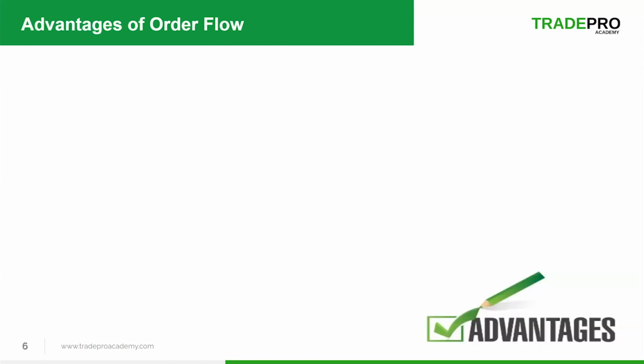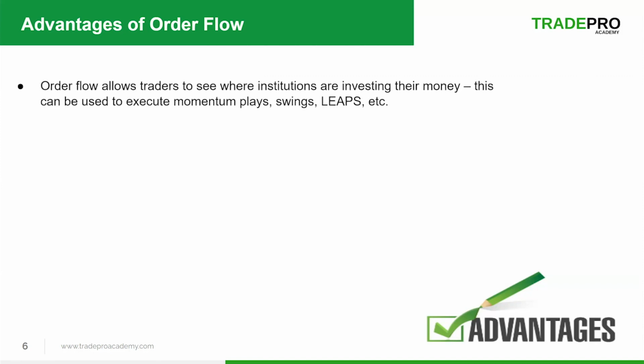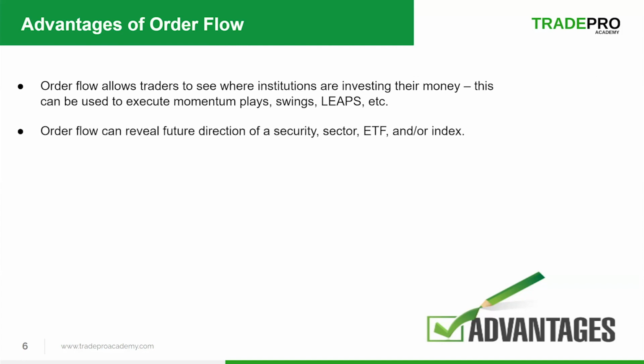So advantages of order flow. Order flow allows traders to see where institutions are investing their money. This can be used to execute momentum plays, swings, leaps, etc. And order flow can reveal future direction of a security, sector, ETF, and/or index.